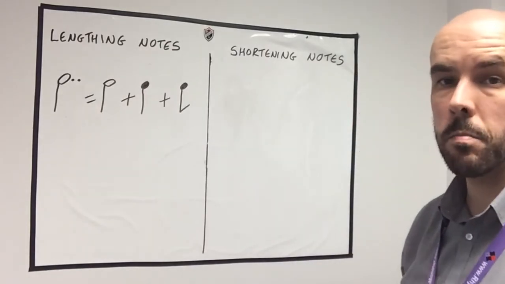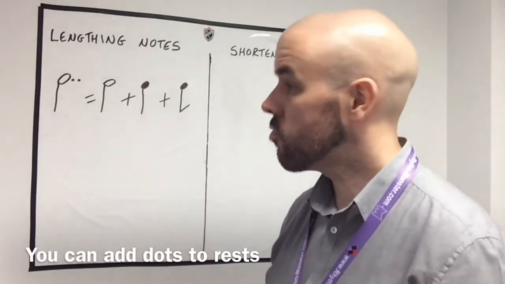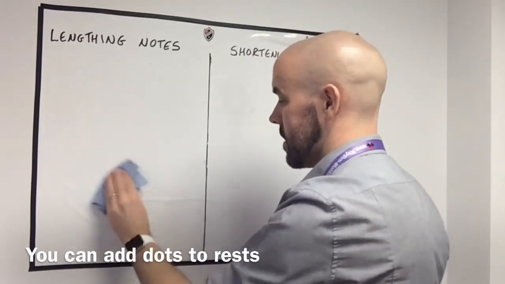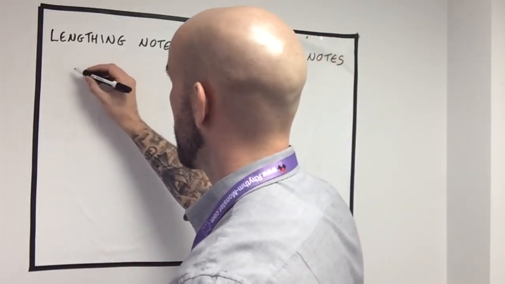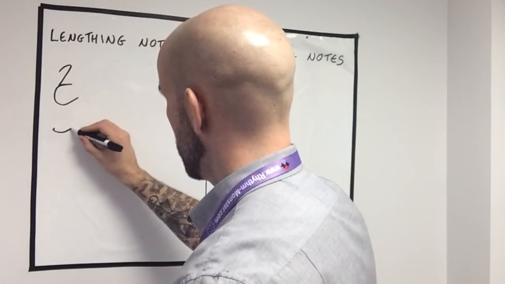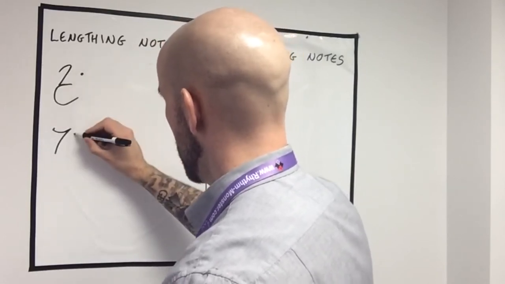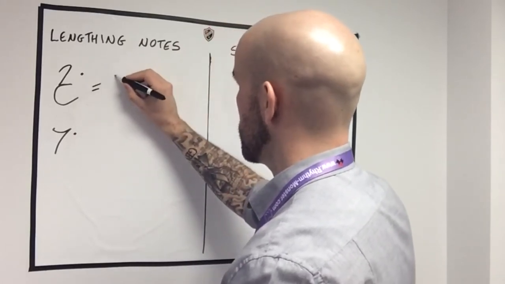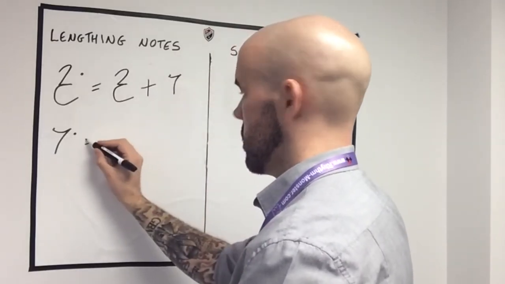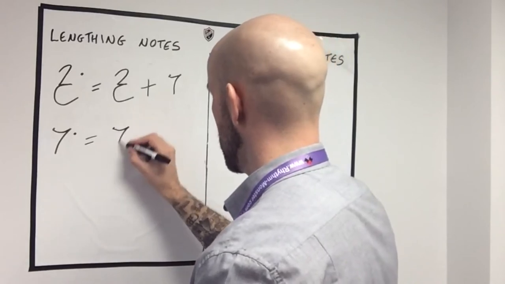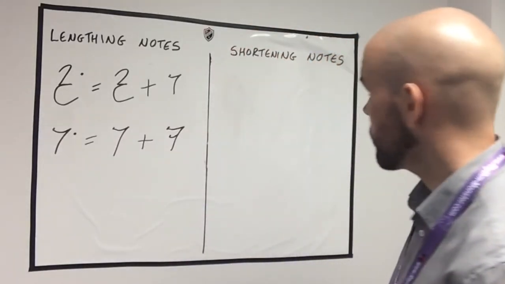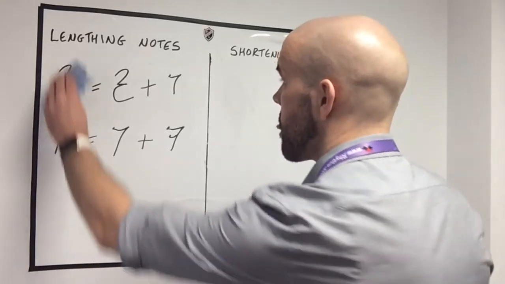And you can get dotted rests, okay? Pipers will not get them. Drummers, yeah, we will. And you can double dot a rest as well. It's the exact same principle. So let's deal with a couple here. We'll do a crotchet rest and a quaver rest, and we'll dot them both. So the dotted crotchet rest equals your crotchet rest plus your quaver rest. Dotted quaver rest equals your quaver rest plus your semi-quaver rest. Okay, exact same idea.